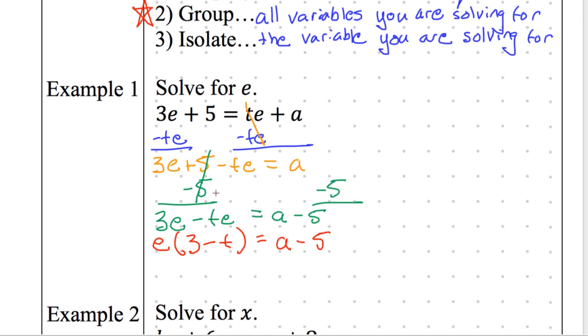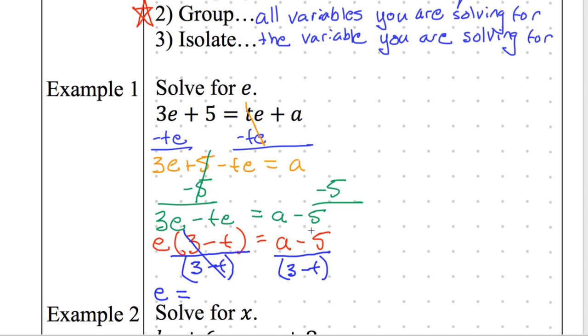I'm going to divide both sides by this 3 minus t. I'm allowed to do that. That whole expression, 3 minus t, I can divide both sides by it. Here I go. This is what it looks like. I'm going to divide this side by 3 minus t. When I do that, this 3 minus t cancels out. I'm just left with e. There it is, e by itself.